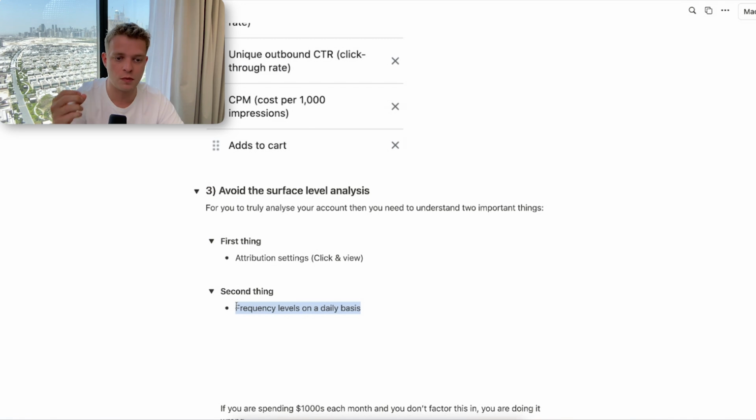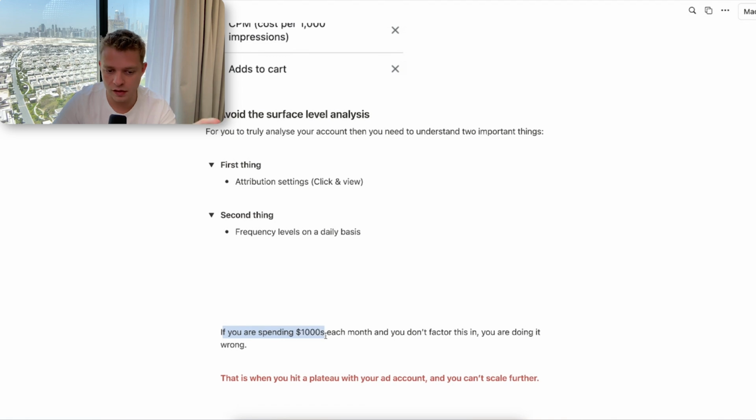These two things are what a lot of businesses get wrong, and they end up overspending on Meta, or they end up not understanding why they cannot scale. These two things are going to reveal exactly that to you. If you're spending thousands of dollars each month and you don't factor this in, you are doing it wrong.